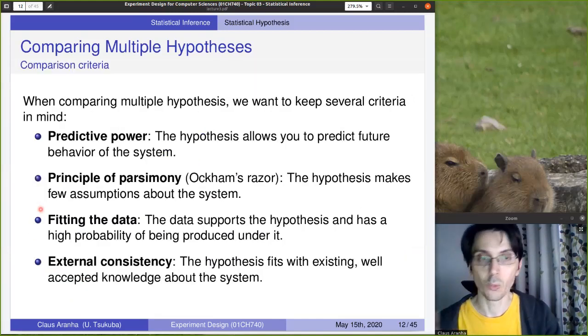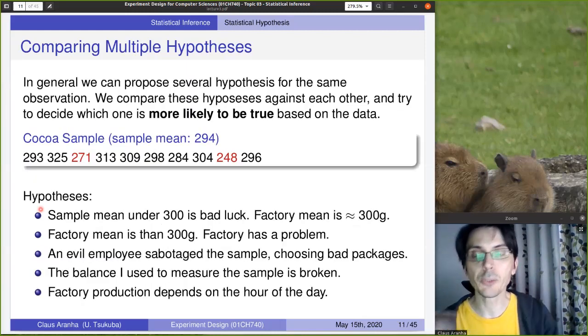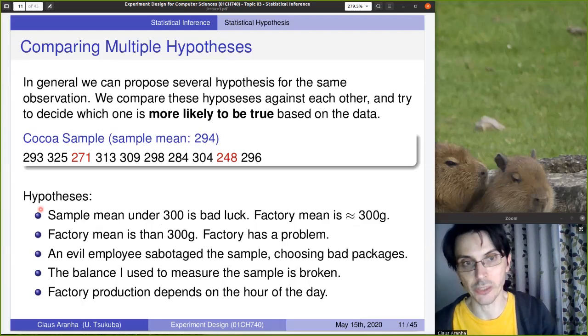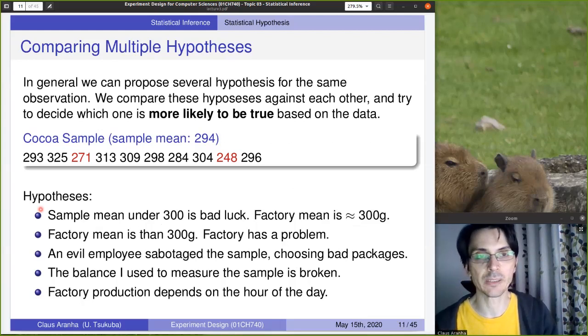So when we compare hypotheses, we want to keep several criteria in mind. The first criterion of the hypothesis is predictive power. Predictive power means that the hypothesis allows you to predict the future behavior of the system. So if we look at hypothesis number three, the evil employee saboteur, the problem with hypothesis number three is that even if it's true, it doesn't say anything about future packages. We don't know if future packages will be sabotaged or not. So we cannot use the third hypothesis to predict anything about the future. So it's not very useful.